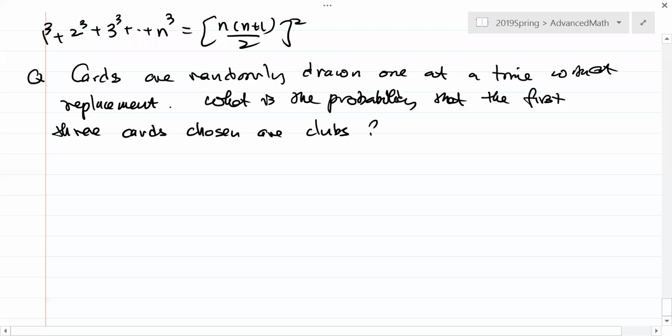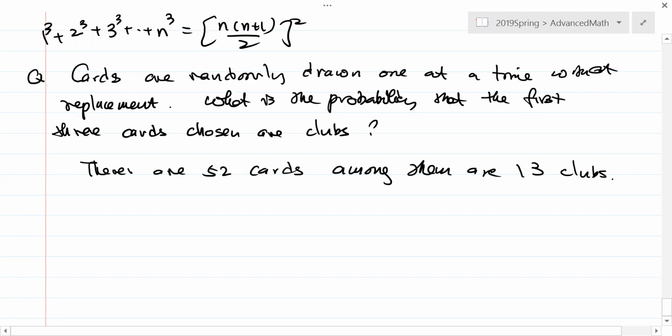All right, so there are a total of 52 cards, and among them are 13 clubs. Okay, so this is the fact. Then what is the probability to get the first 3 clubs?